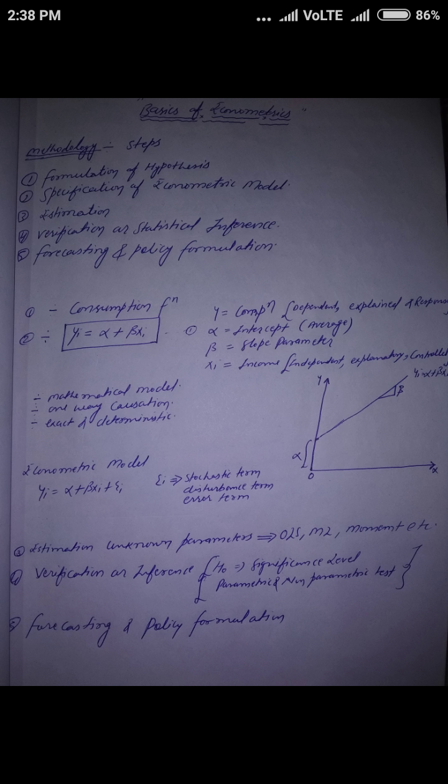So the last step in the methodological steps of econometrics, or validation of an econometric hypothesis or theory, is forecasting or policy formulation. If we appropriately empirically verify our hypothesis, then it becomes a theory, and it also becomes a part of policy formulation, and we can implement it as a part of our economy, our system.